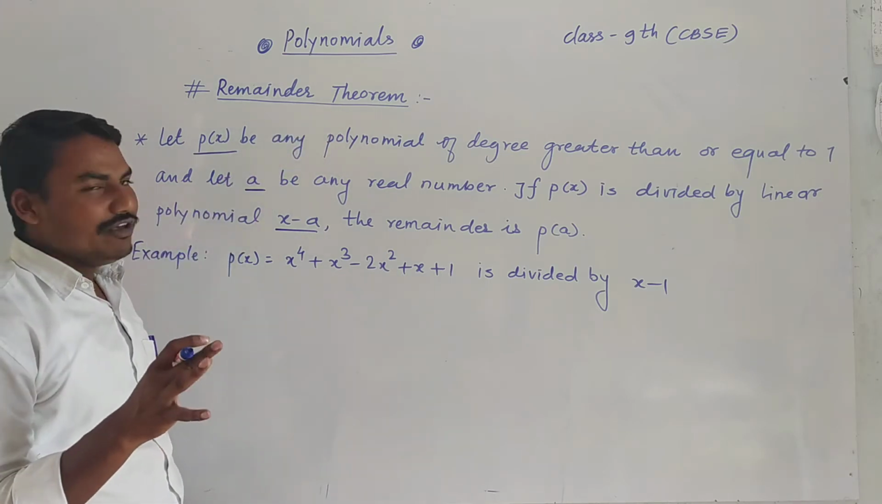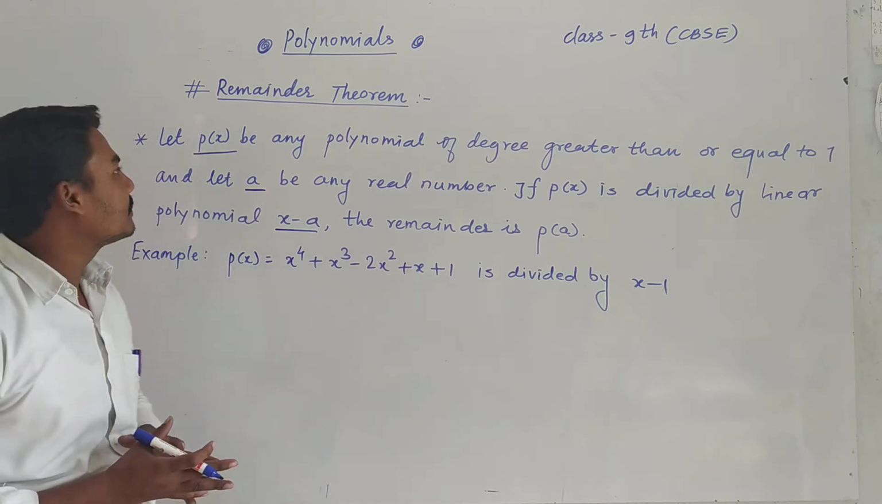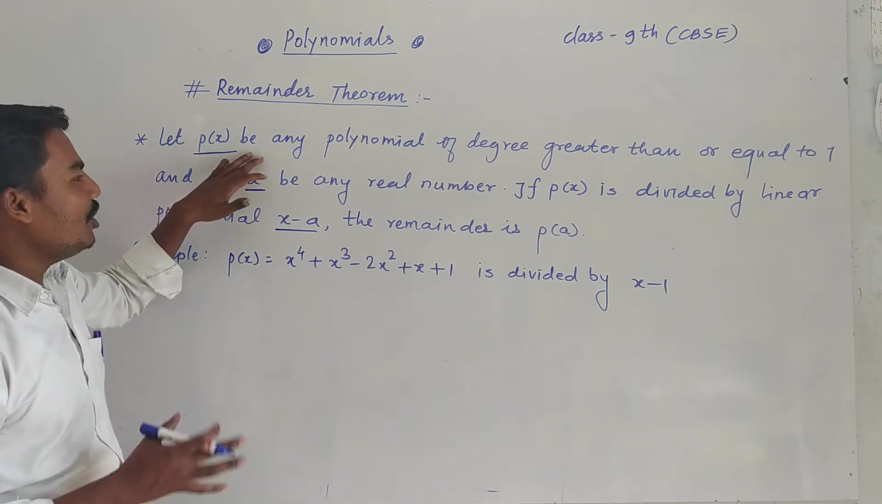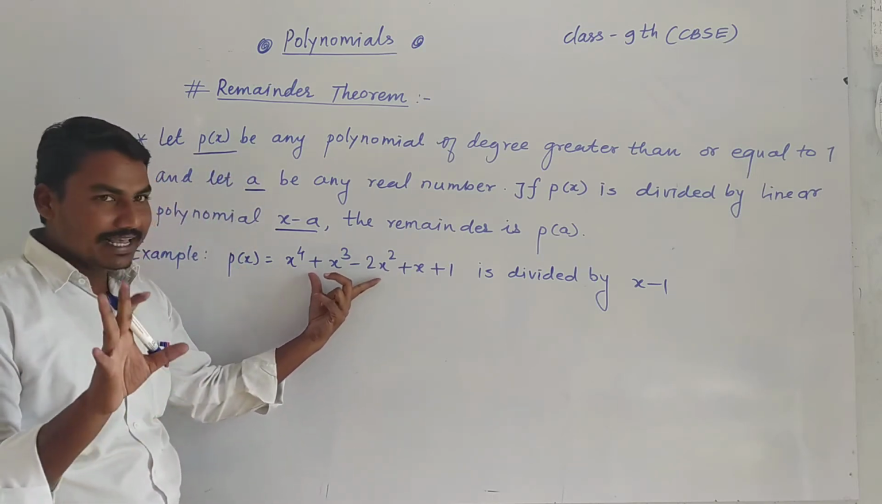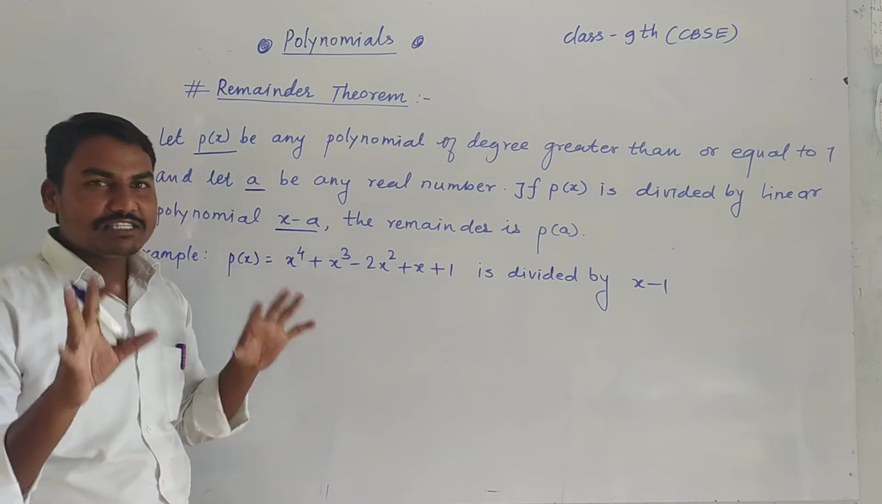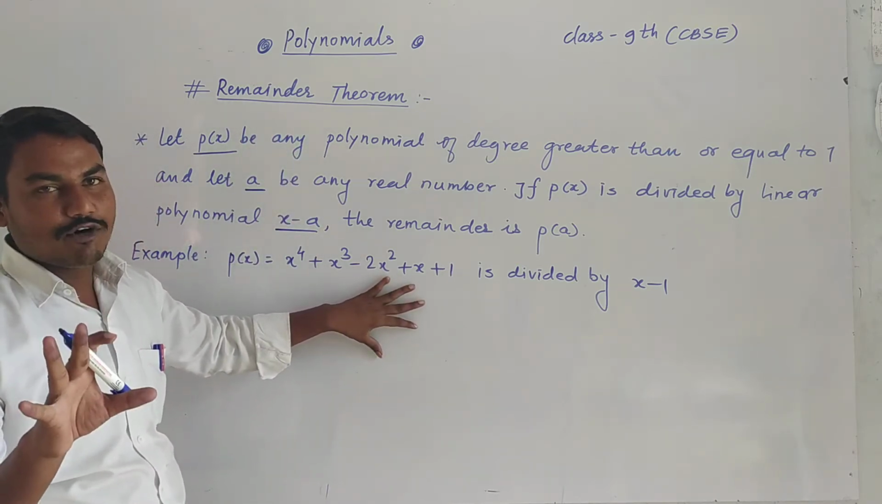So how do we identify the remainder theorem, or how do we explain it? Suppose p of x is any polynomial. I want to explain the remainder theorem directly with an example, so it becomes easy for you.